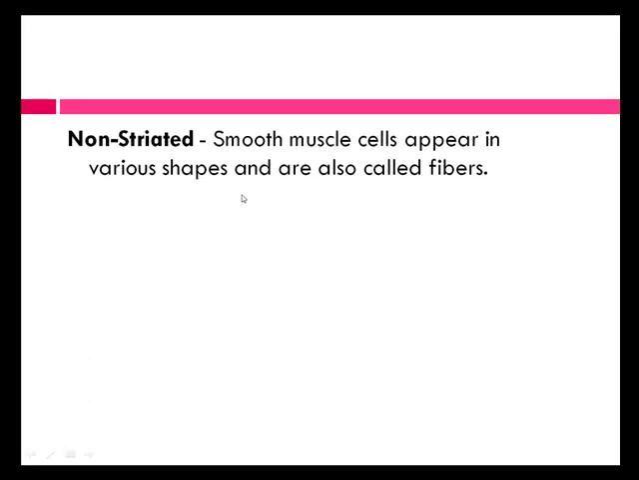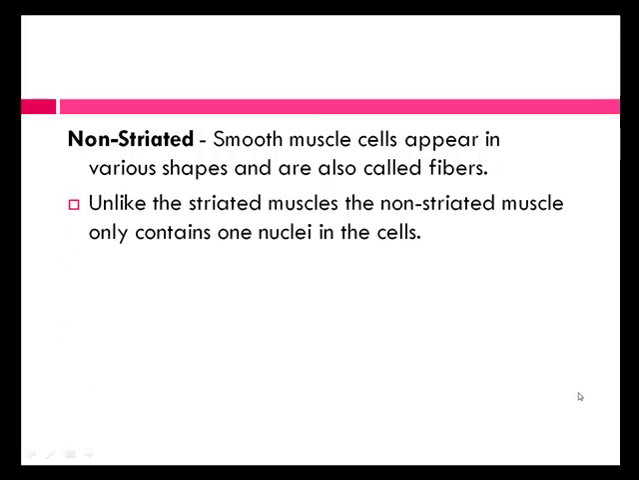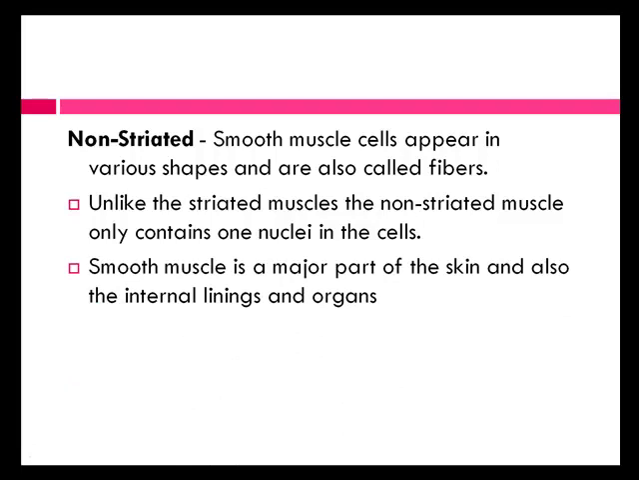And non-striated smooth muscle cells appear in various shapes and are also called fibers. Unlike the striated muscles, the non-striated muscles only contain one nucleus in the cells, and smooth muscle is a major part of the skin and also the internal linings of the organs.